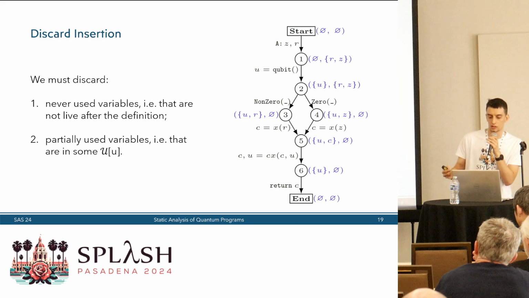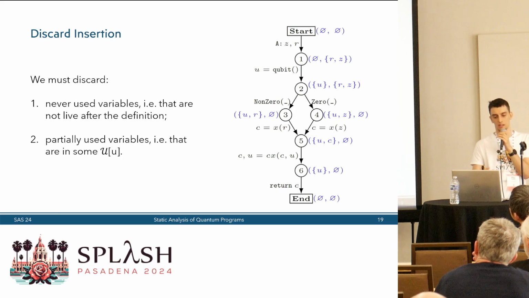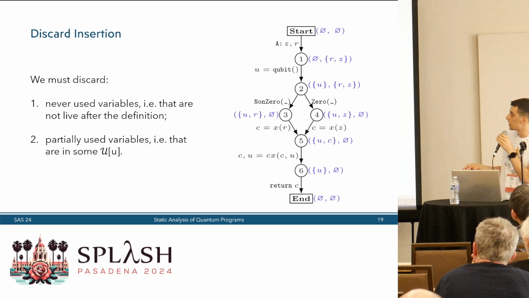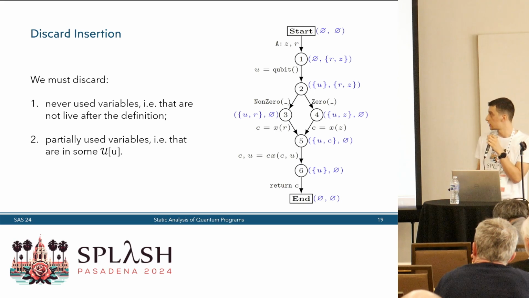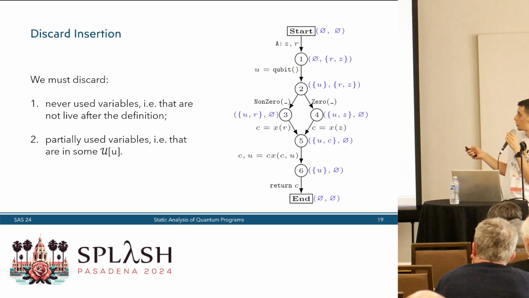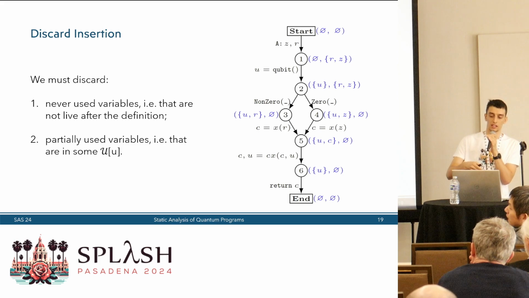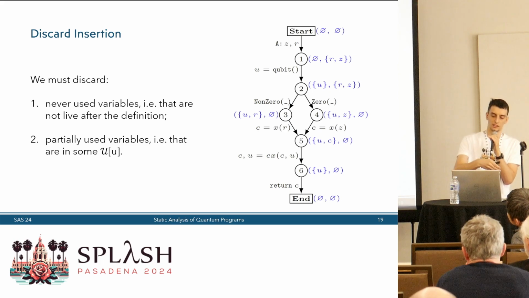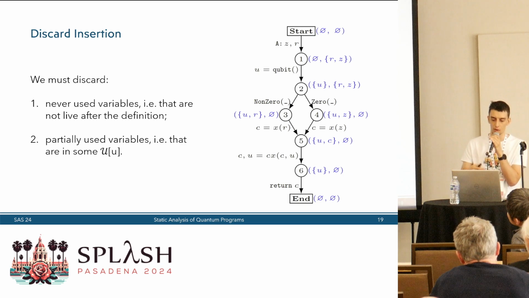In particular, there are two types of variables that must be discarded: the variables that are never used, so the variables that are not live, and the variables that are partially used, so the variables that are in the second set. These variables are used in some part of the program, but there is some path that does not use them. So in some of the possible paths of the program, there will be an implicit discard.